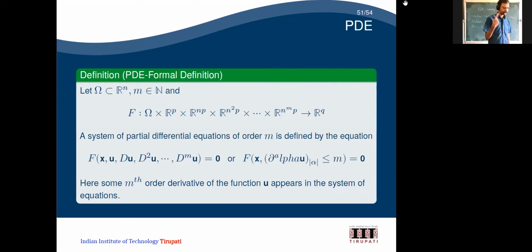If you go for D square u, what will happen? It will have dx1 x1, dx1 x2, dx1 x3, etc. Like this you can define. How many such functions will come? N square functions will come, so that's why it is R power n square p. Similarly you can go on: D power m u belongs to R power n power m times p. So that many functions will be there. This is nothing but the system of partial differential equations, and it maps to some R power q. It is not necessary that it should be p; it can be any other value R power q.